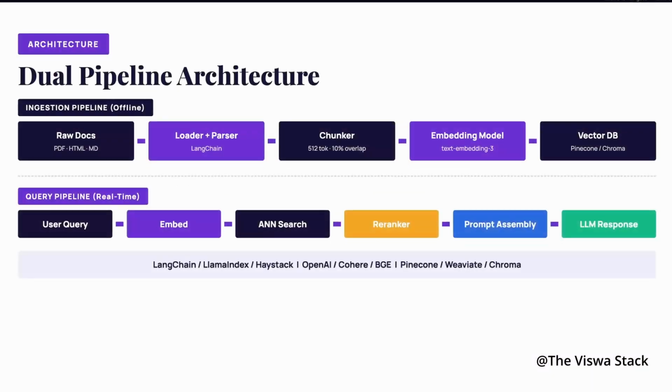RAG has two pipelines. The ingestion pipeline runs offline. Load documents, split into chunks, turn into embeddings, store in a vector database. The query pipeline runs in real time. Embed the question, search, re-rank, build the prompt, answer. LangChain, OpenAI, and Pinecone help build these.